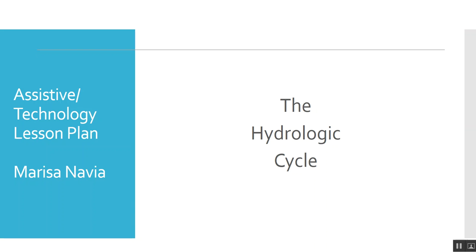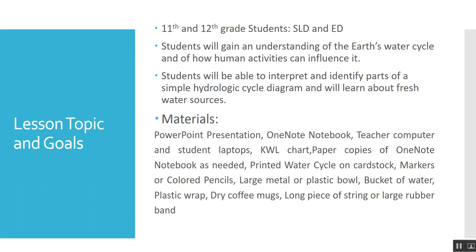Hello, this is Marissa Navia, and this is my Assistive Technology lesson plan for EDSE 517 on the hydrologic cycle. This lesson is designed for 11th and 12th grade students who receive services under specific learning disabilities and/or emotional disabilities, but can be adapted to meet other learning needs as well.